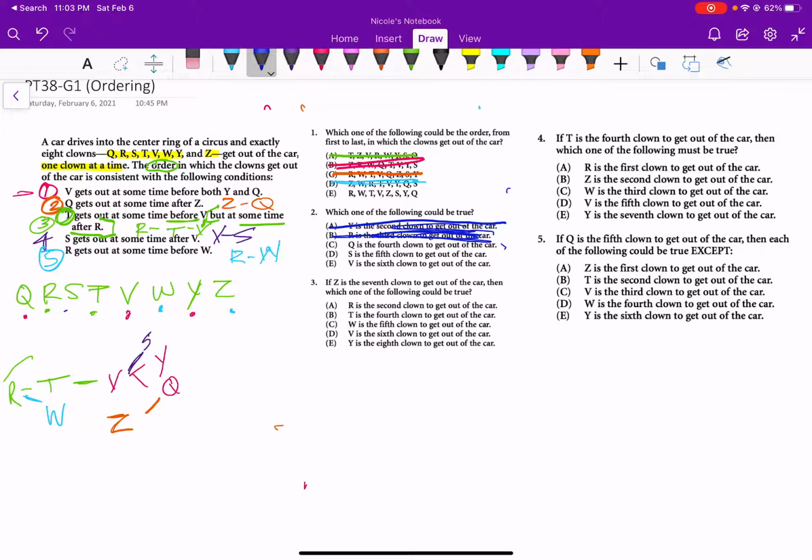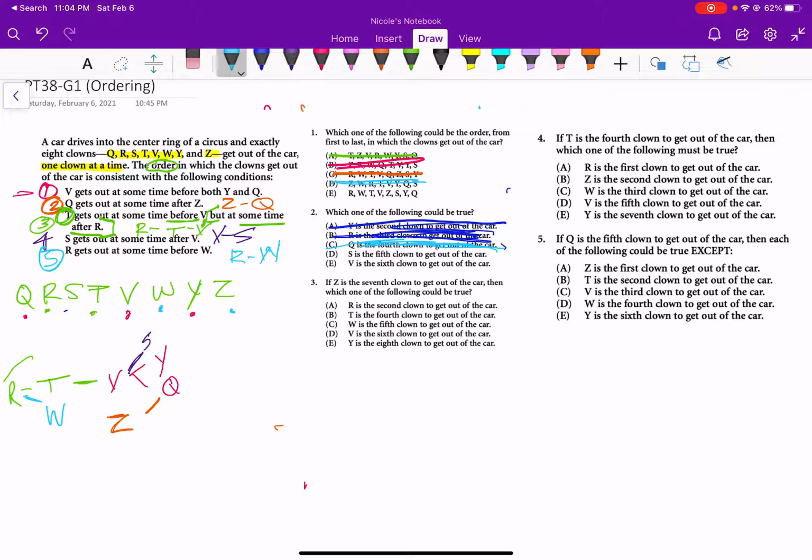All right, see, Q is the fourth one. I don't hate this one because Q has to be behind V, Q has to be behind T, and Q has to be behind R. So I think it could be fourth. Oh, wait, just kidding. It can't be because Z has to be in front of it too. So that would mean the earliest that Q could go is fifth. So I'll cross that one off.